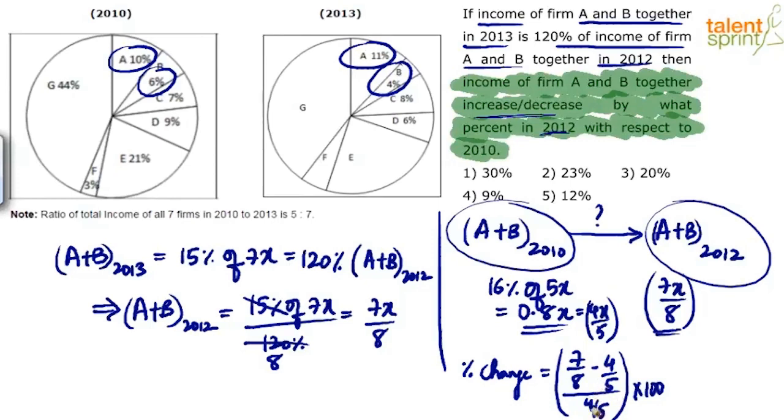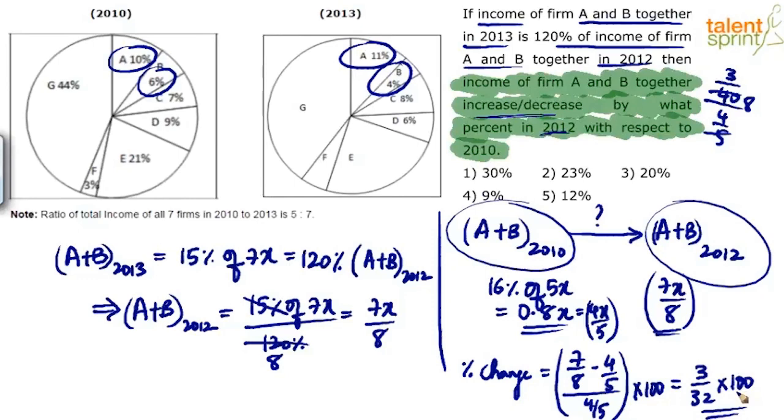You understand? The numerator comes out to be 3 by 40. The denominator is 4 by 5. So what happens? This goes 8 times. And this becomes 3 by 24. Sorry, 3 by 32. Right? So 3 by 32 into 100.